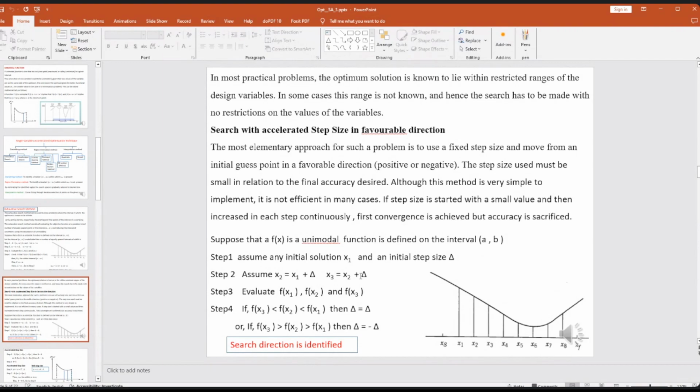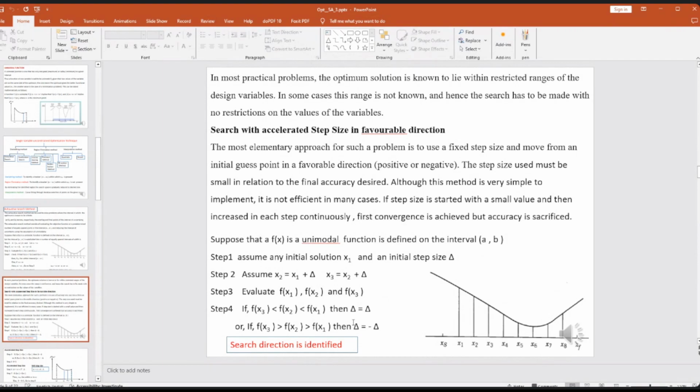Now if we check this logic that fx3, the rightmost point, is less than the middle, and the middle is less than the left, x1. If this condition happens, fx3 is less than fx2, fx2 is less than fx1, then can we say that the minima must lie at the right side of the x1? You follow my point?